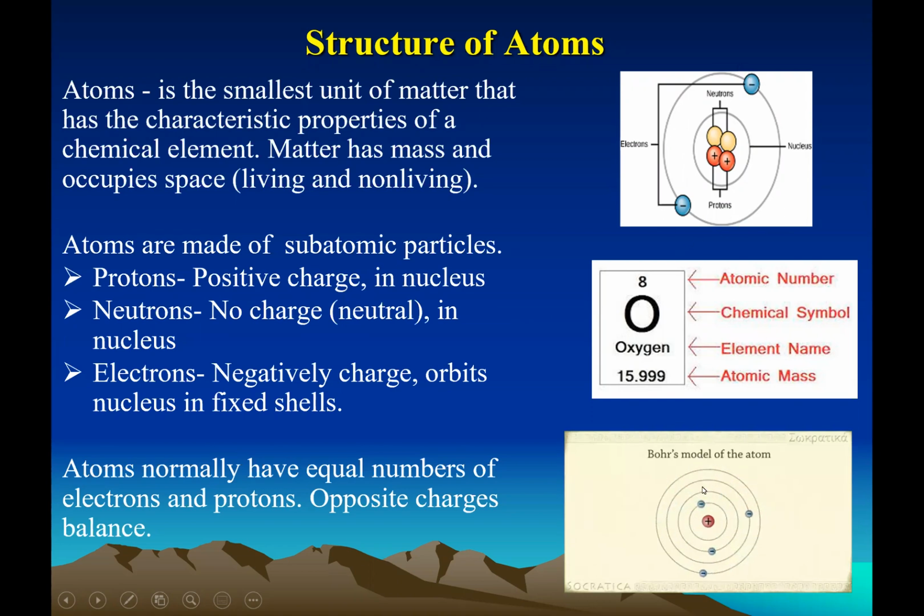The second shell can hold up to 8 electrons. So different shells will have different energy levels, and they'll hold different numbers of electrons. The shell that is further away from the nucleus will have the most energy, and the shell closer to the nucleus will have the least energy. So they don't have to spin as fast as the ones that are further away.